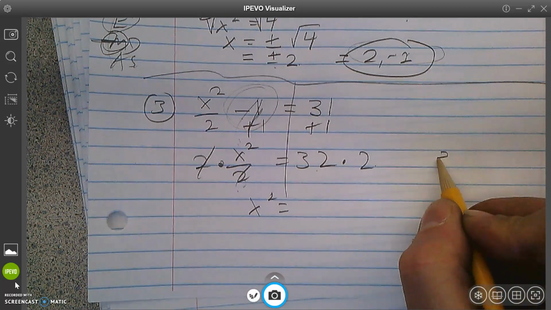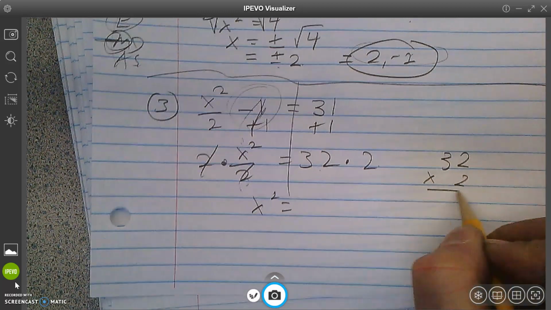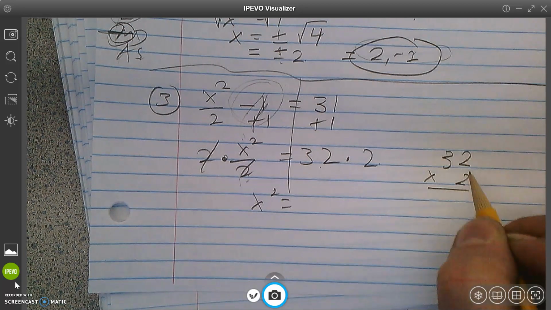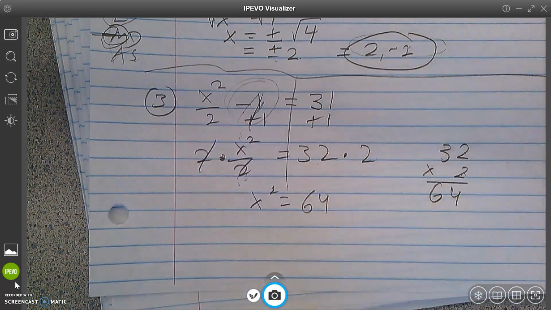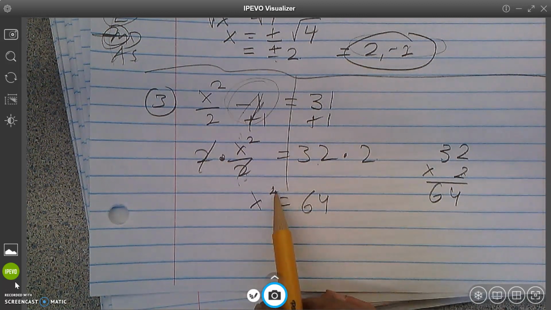32 times 2, I don't know what that is. I'm going to do it over here. What's 32 times 2? Double 32. 2 times 2 is 4, 2 times 3 is 6, so 64. Cool. Next step, get rid of the square.